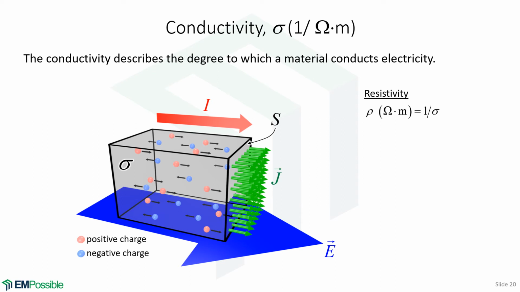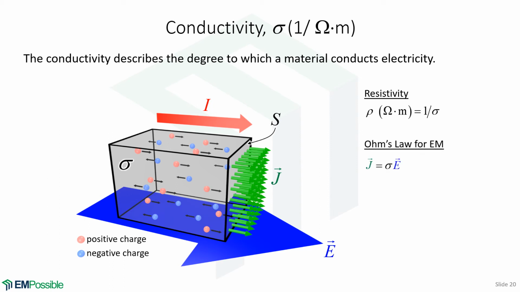There's also resistivity, written as a lowercase Greek letter rho. This has units of ohm meters, and it's simply 1 over the conductivity. So conductivity and resistivity are essentially interchangeable terms. They're just reciprocals of each other. Resistivity would then be the ability of a medium to resist the conduction of electricity.